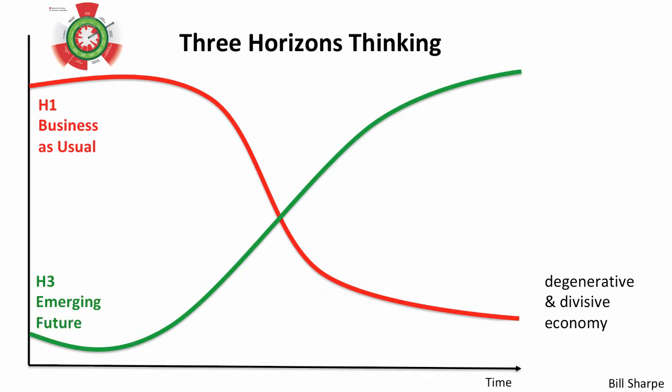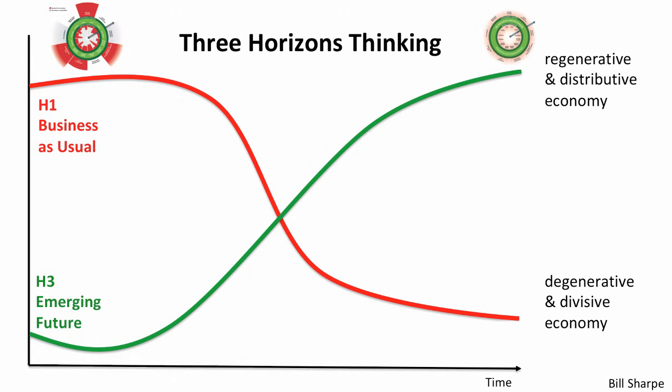H3 is the future we want, and the seeds of that future are present and visible today. We want to see them grow until they become the predominant way of doing things, essentially replacing and improving upon the old H1. I'm going to call it the regenerative and distributive economy that can bring humanity into the donut.